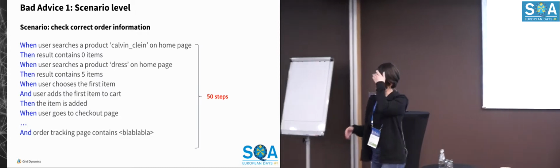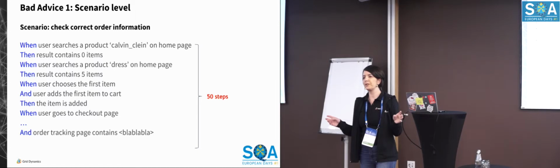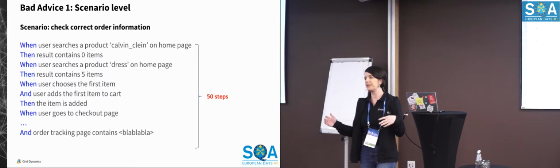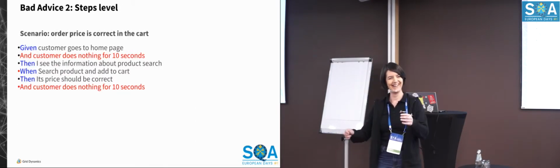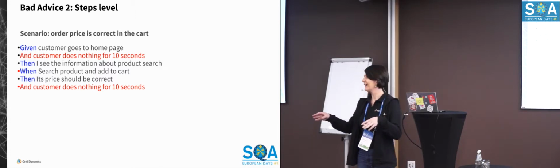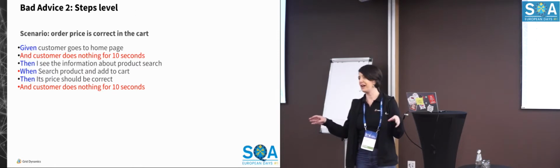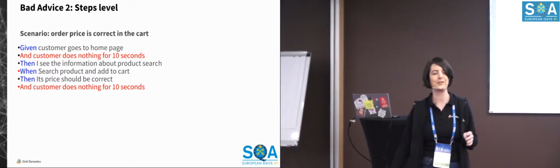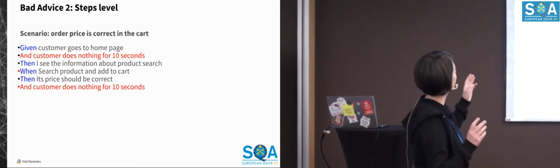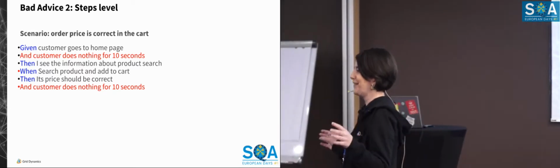A bit more complicated on the steps level. Who doesn't know what is the difference between explicit and implicit waits? You are lying, you know. Implicit and explicit. Do we have such persons here? Okay, I think we don't have such persons, so I will not explain what is the difference. So my advice here is use implicit waits.